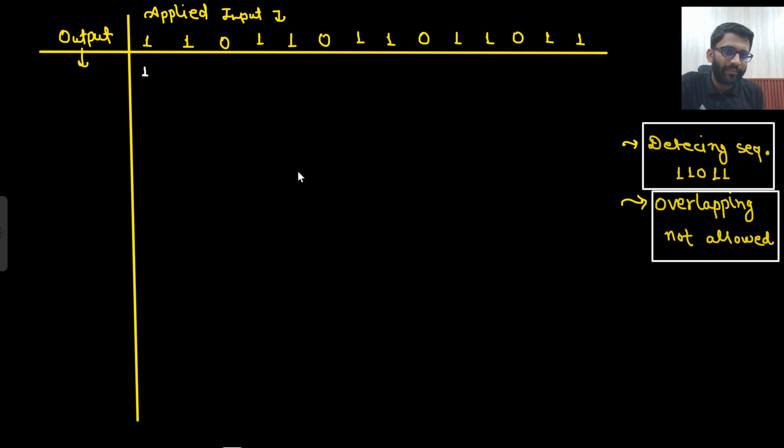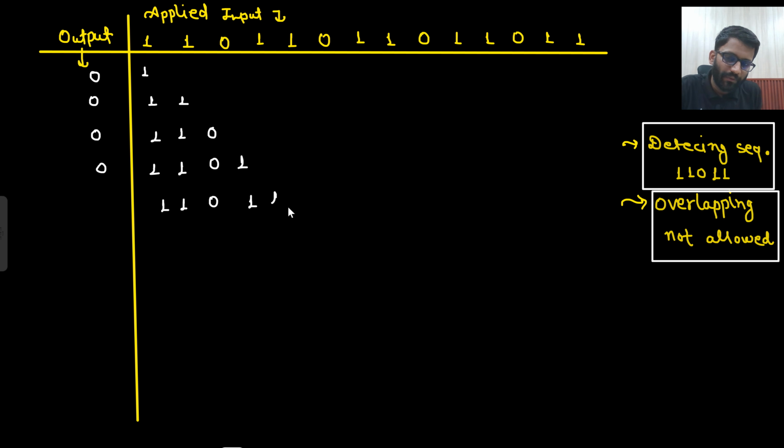First this one will come. You need to generate the sequence 11011, so output will be 0. Then 11 will come, again output 0. Then 110 will come, output again 0. Then 1101 will come, again output 0. Then 11011 will come. Now output will be 1 because this sequence has been generated.